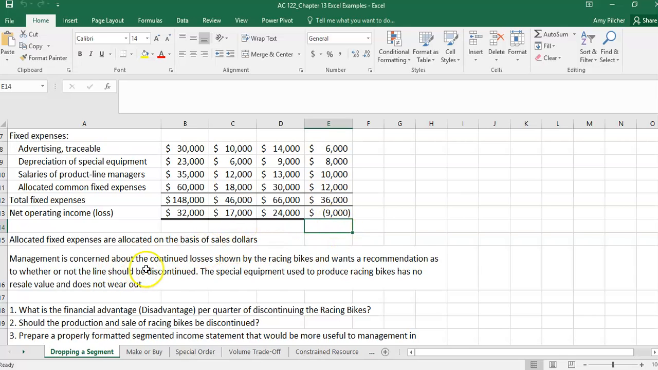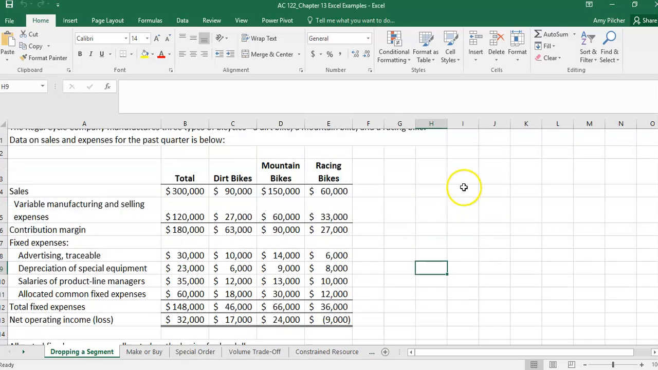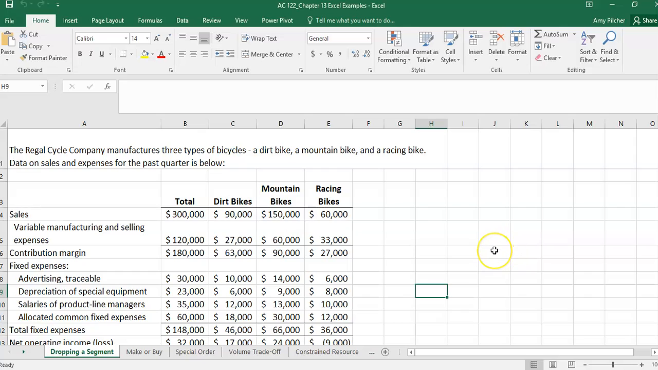So we see that management is concerned about the continued losses shown by the racing bikes, and they want a recommendation as to whether or not the line should be discontinued. So we need to consider what the relevant information is to make that recommendation. So we can determine what is the financial advantage or disadvantage per quarter of discontinuing the racing bikes. So we need to look at this income statement and decide what is relevant about that decision.